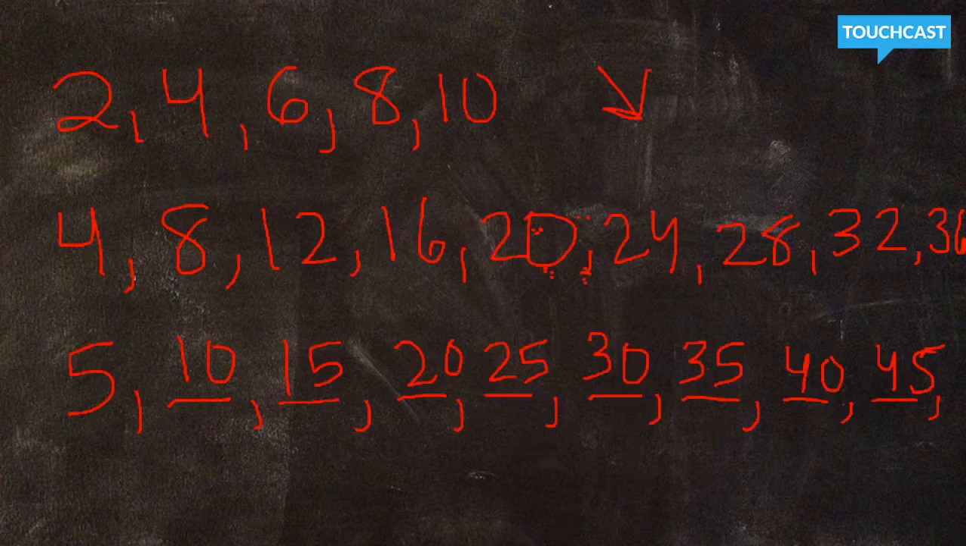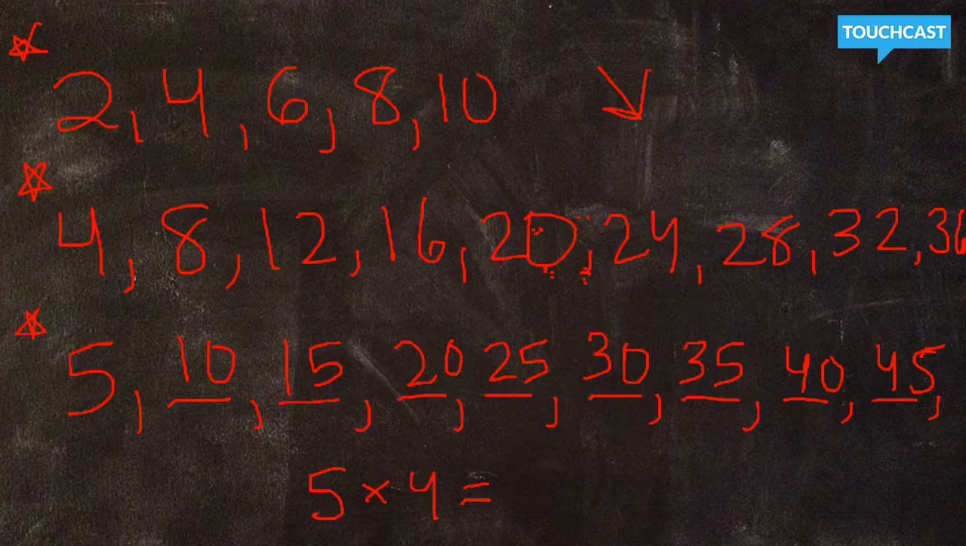Great job. Okay, so now how we're going to use skip counting to help us multiply numbers is like this. If we were to say 5 times 4, you're going to start from the very beginning of your skip count, and you're going to see what the 4th number you had was. So this was 1. So 5 times 1 is 5. 5 times 2 is 10. 5 times 3 is 15. 5 times 4 then is 20.